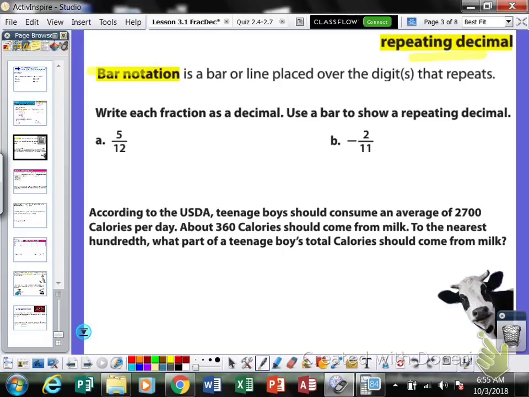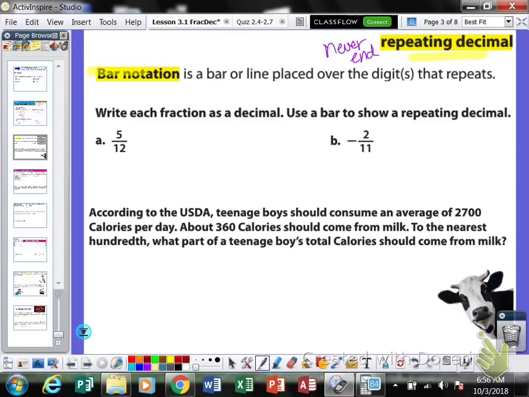Now let's look at repeating decimals. Actually, you know what? I'm going to write this over here. Repeating decimals never end. And obviously they're repeating. There are numbers or sets of numbers that repeat. The bar notation is a bar or line placed over the digits. We'll see that here in the next example.